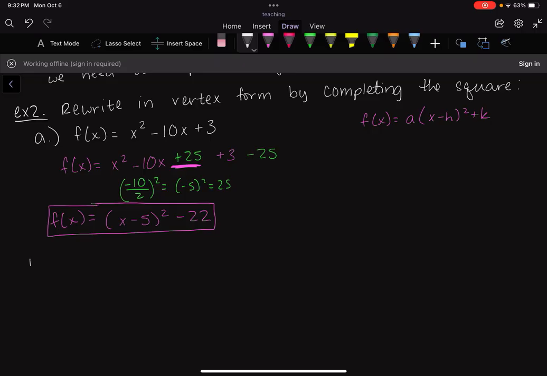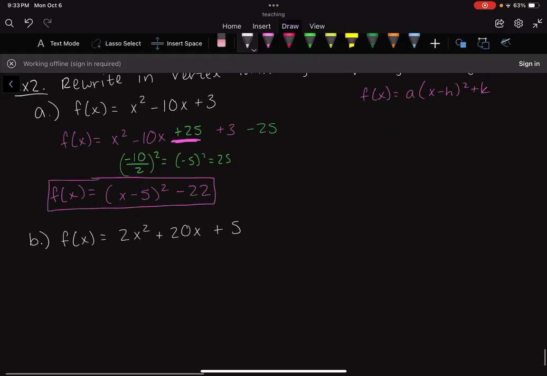Let's do another one. This one is going to have an a value with it. So this one's very similar to the last one we did. So let me do f of x equals 2x squared plus 20x, and then I'm going to say plus 5. Again, I'm just making something up.